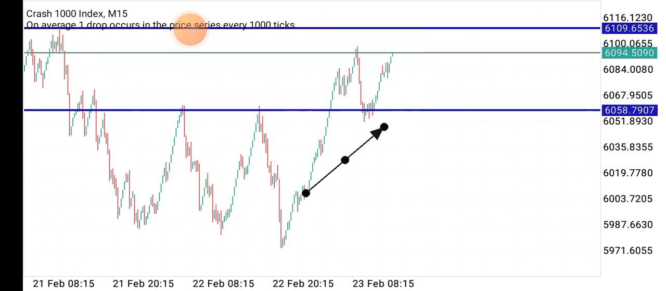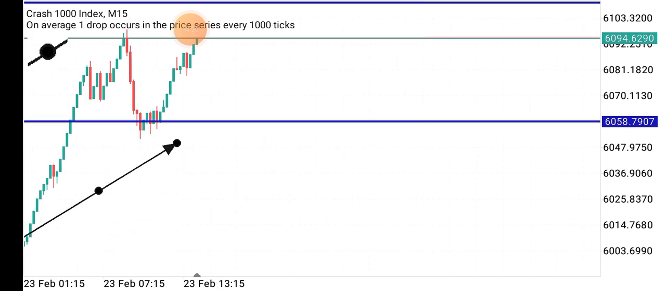So you can see the market is buying and it will go beyond this level and get to this line here, or even go beyond, because you know what happens when Boom 1000 or Crash 1000 wants to buy. It buys with its whole heart, you see.